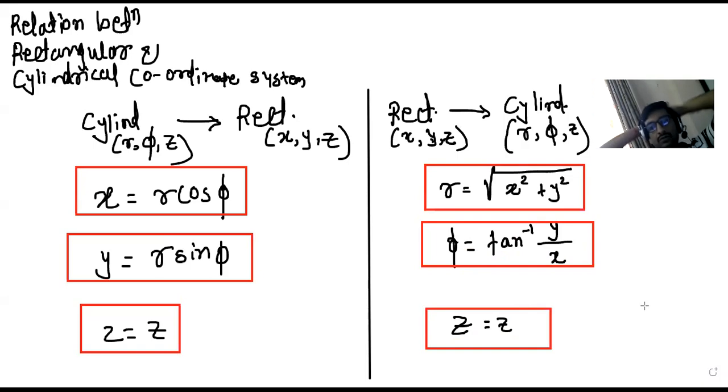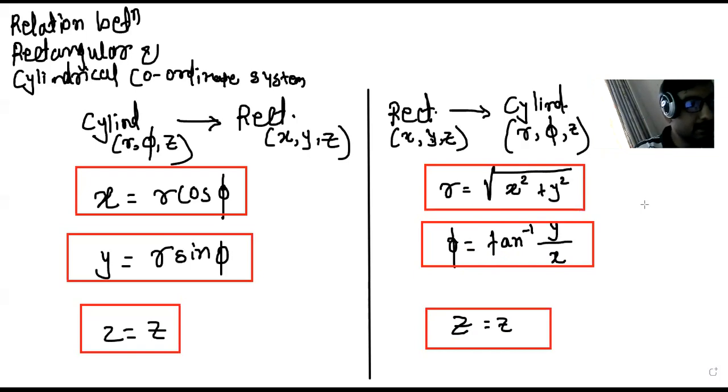Any doubts so far? Many of you might have seen those expressions, relations earlier. Just to recall, if you want, you can take a note of this. Shall I proceed further? Yes, sir. Okay.